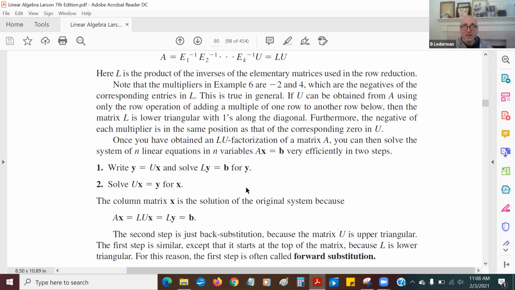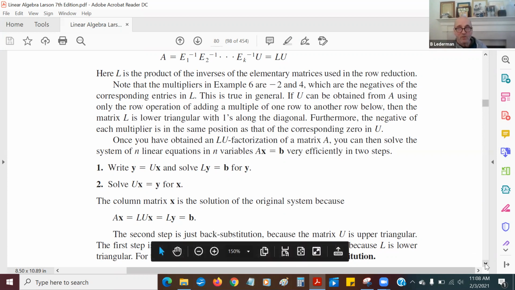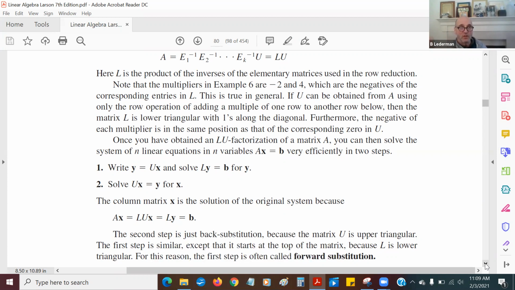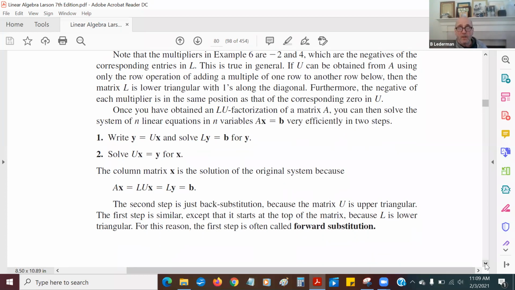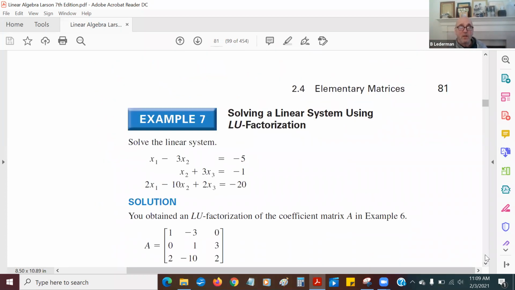Well, the answer is that these systems are going to be super duper much easier, because when the coefficient matrix of a system of equations is either upper triangular or lower triangular, then the system solves lickety split. That's why we put coefficient matrices into row echelon form, because they are upper triangular. Anyway, let's do an example.